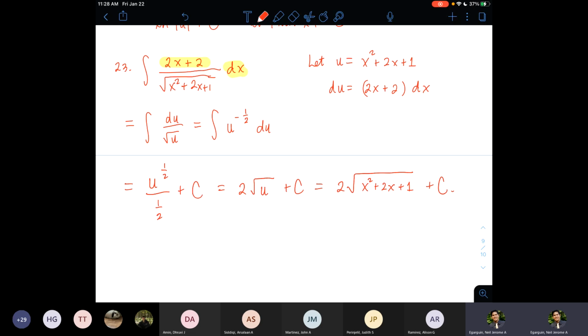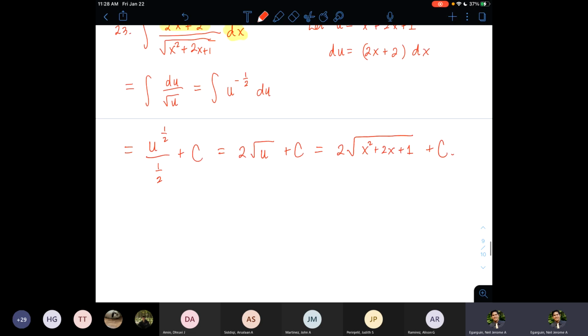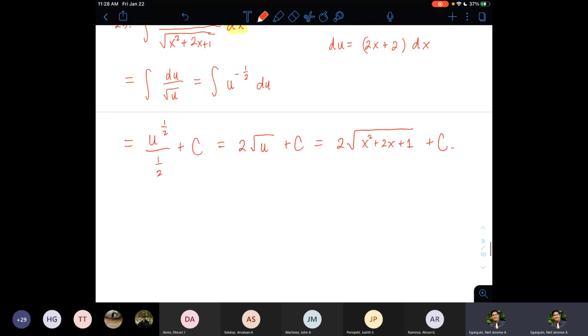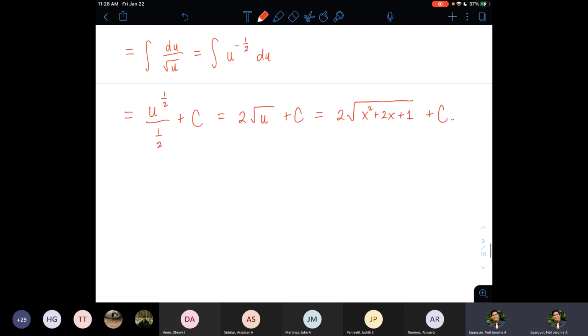So let me go and address some of the problems from the chat. Let me see. I guess number 41. Okay, number 41. That's the integral of 2 e to the root x all over root x dx.